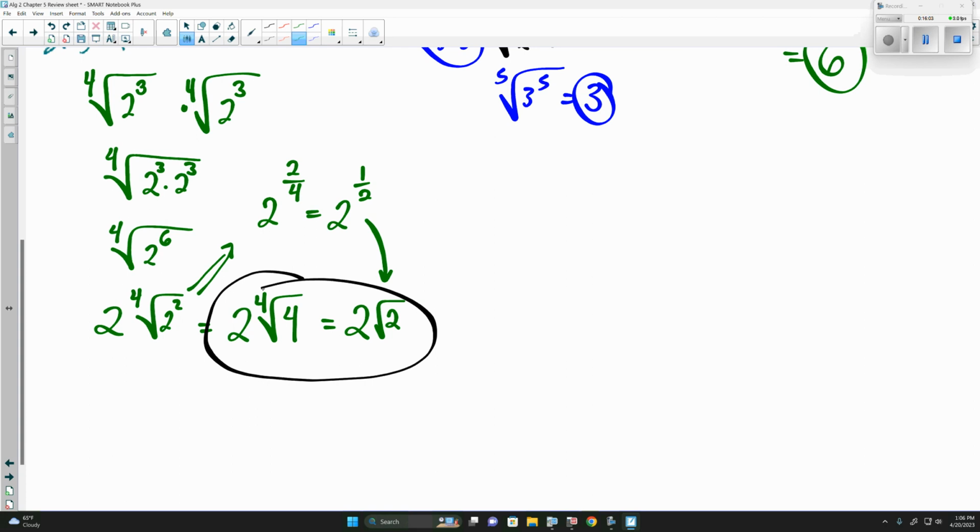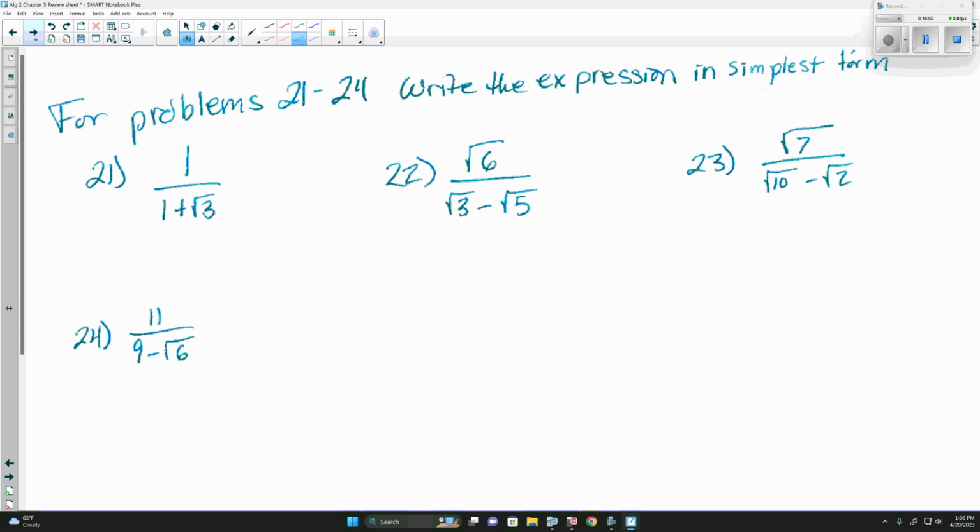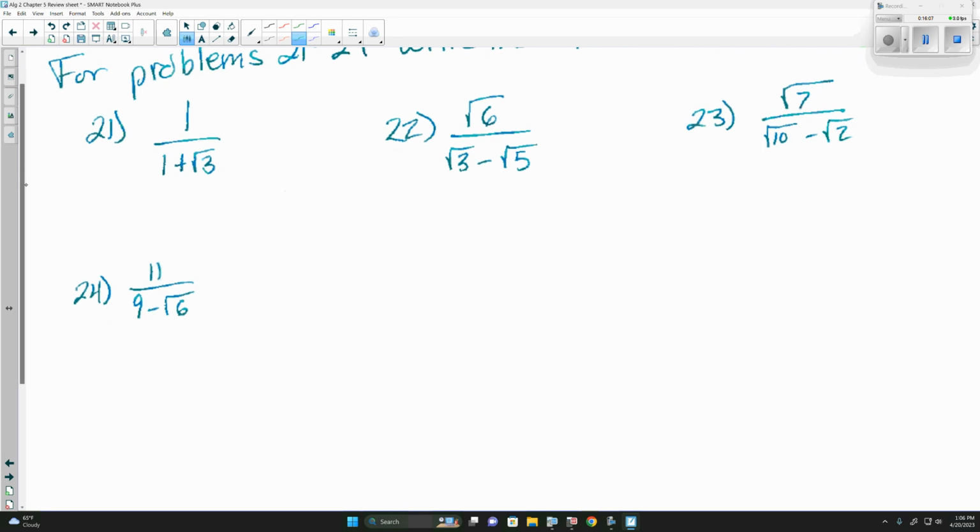We ready for the next one? The next set. What do we think the first step in solving 21 is?